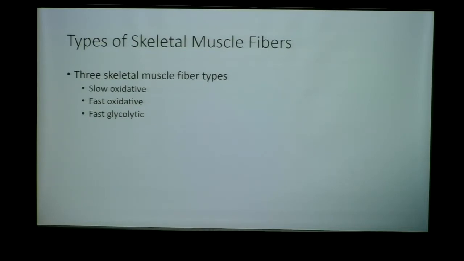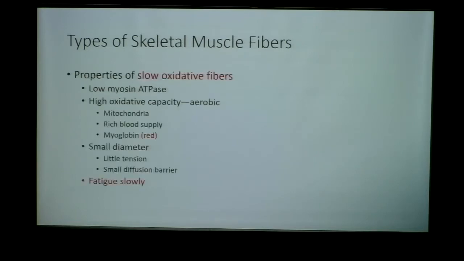Now, remember that they're not found exclusively. So in my biceps muscle, I'm not gonna have all fast glycolytic. I'm not gonna have all slow oxidative. What I'm gonna find is a mix of fibers, but predominantly one type over the other, okay?